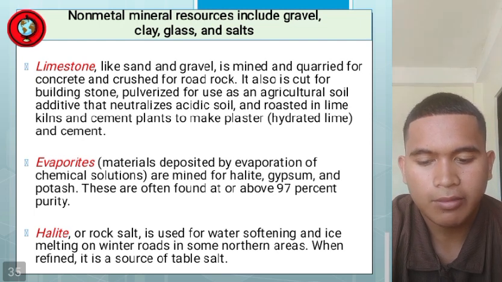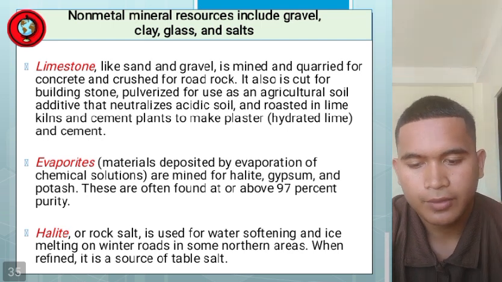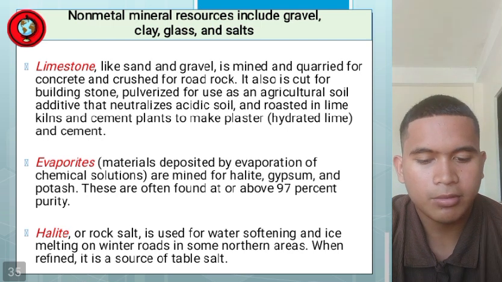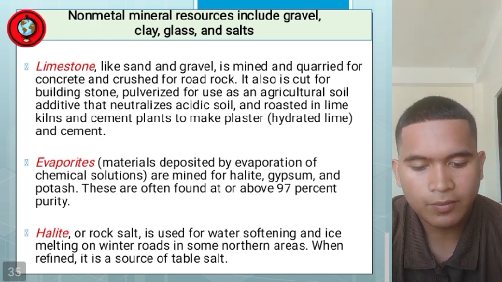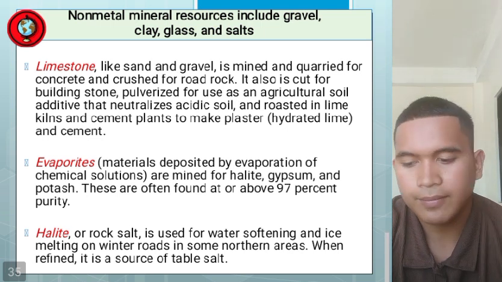Evaporites, materials deposited by evaporation of chemical solutions, are mined for halite, gypsum, and potash. These are often found at or above 97% purity. Evaporite examples are calcite, gypsum, anhydrite, halite, sylvite, carnallite, langbeinite, polyhalite, and kyanite.